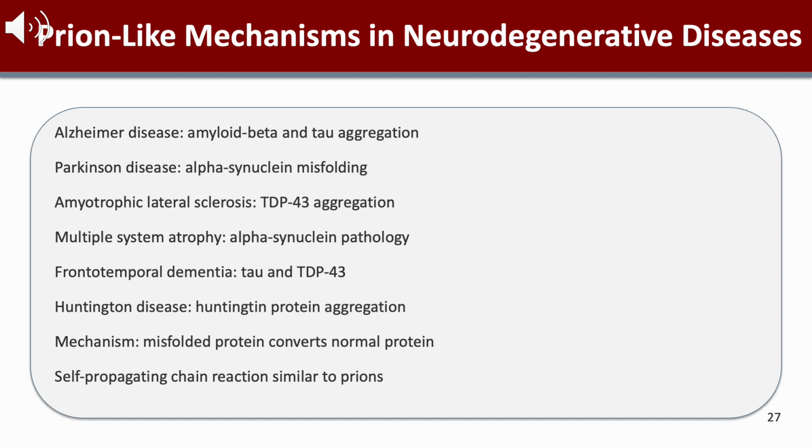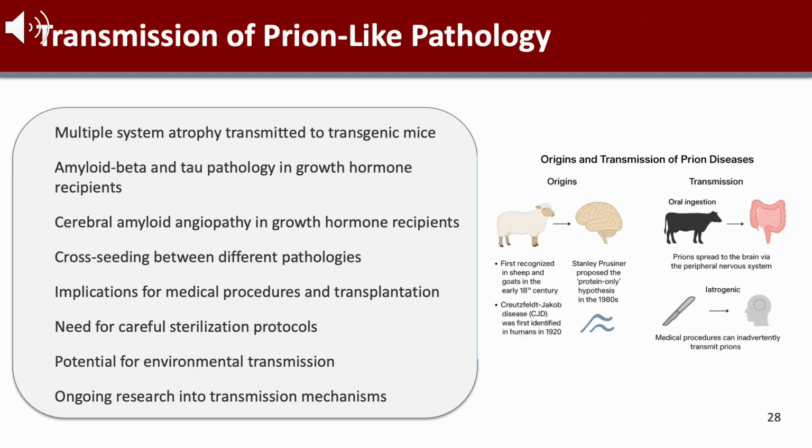The common mechanism in all these diseases appears to be that misfolded proteins can convert normal proteins to the misfolded conformation, leading to a self-propagating chain reaction similar to that seen in prion disease. This prion-like mechanism may explain the progressive nature of these diseases and could open new therapeutic avenues. Recent research has demonstrated that prion-like pathology can be transmitted between individuals, at least in experimental settings.